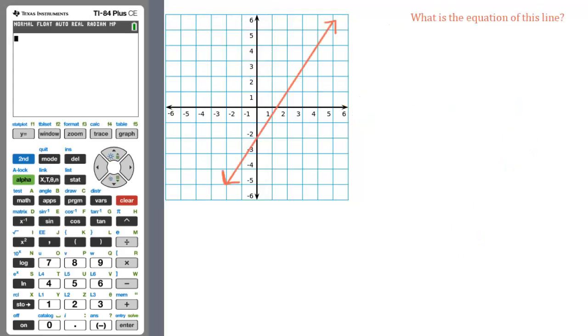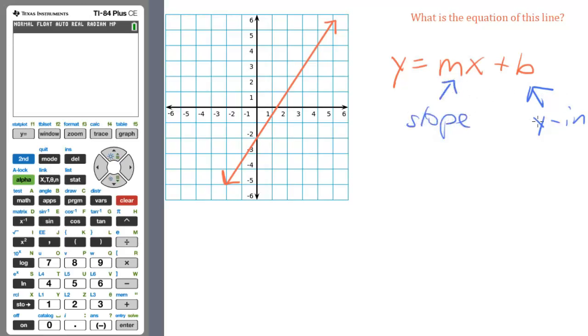Okay, now let's say we had one like this, where they're not just asking you what's the slope, but what's the equation. So when you want to find the equation of a line, usually we want to write it in the format of y equals mx plus b. And what do these numbers mean? So the b value is the y-intercept, and the m value is the slope.